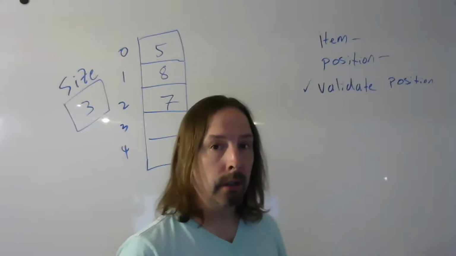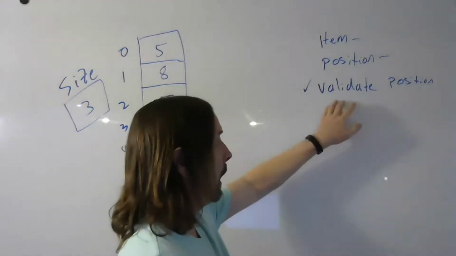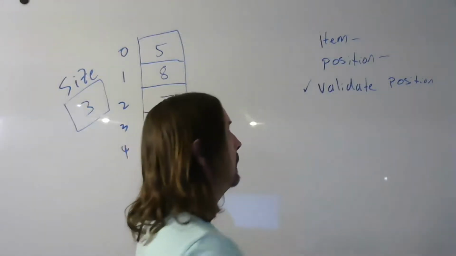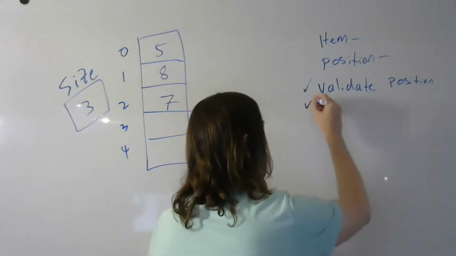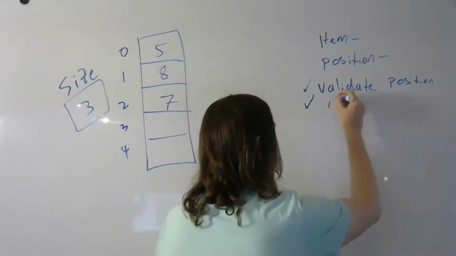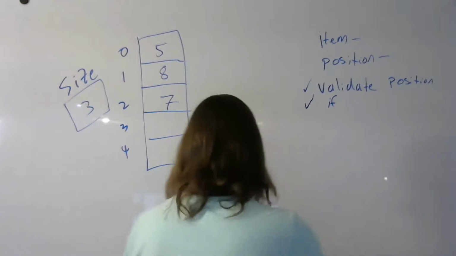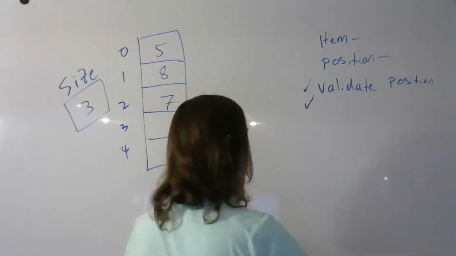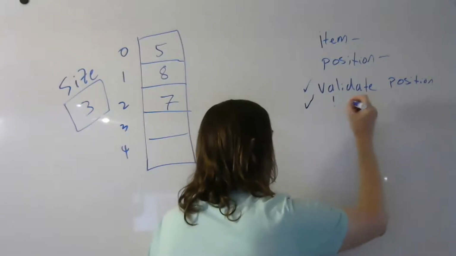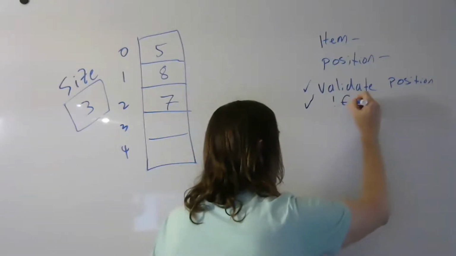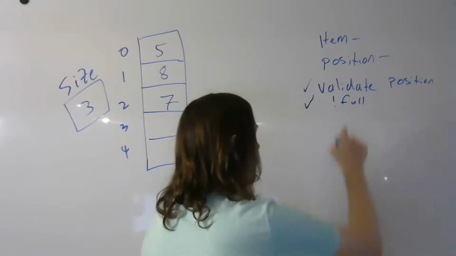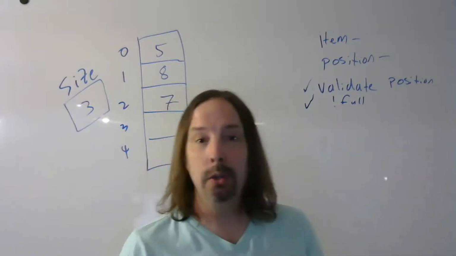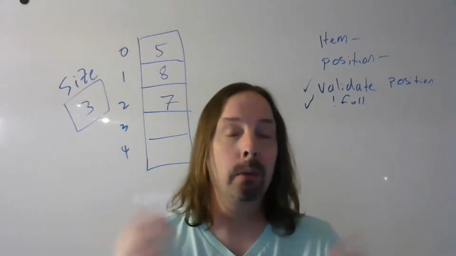That's a later issue. So we have to validate our position, and in our standard static array-based list, we have to make sure that we are not full. And I just wrote "if" instead of "is full", right? We need to make sure that we are not full. If these two things are correct, then we're ready to go.